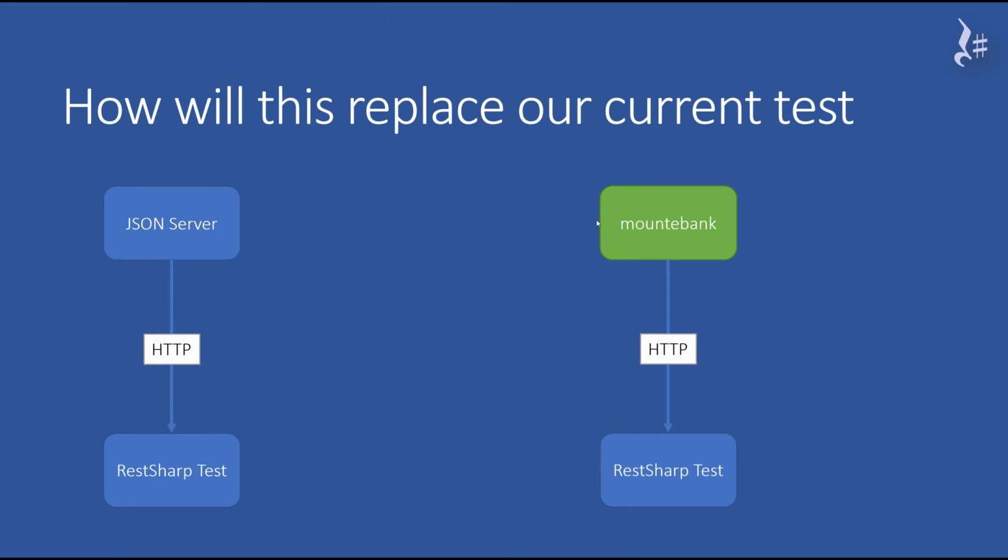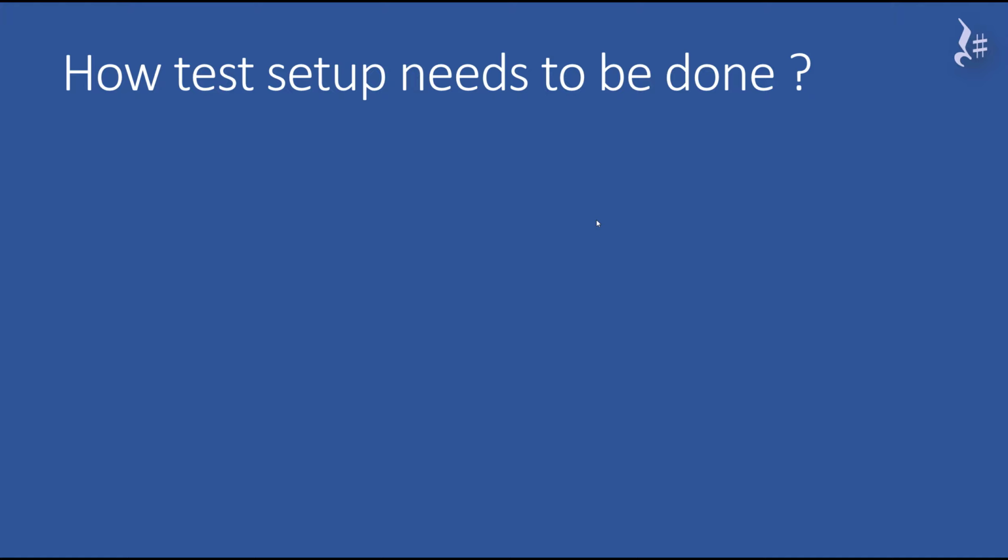And the test which is going to run against Mountebank will not even know the difference between a JSON server versus Mountebank, because to the test it always feels like it is really making the HTTP call to perform the execution, and the test will run pretty much like how it works with a usual JSON server. So how the test setup needs to be done before the testing is initiated, let's see this in an actual test approach versus the Mountebank service virtualization approach.